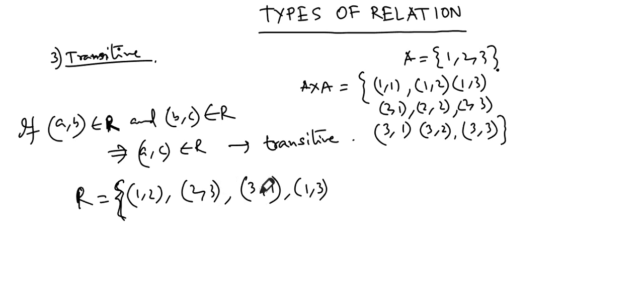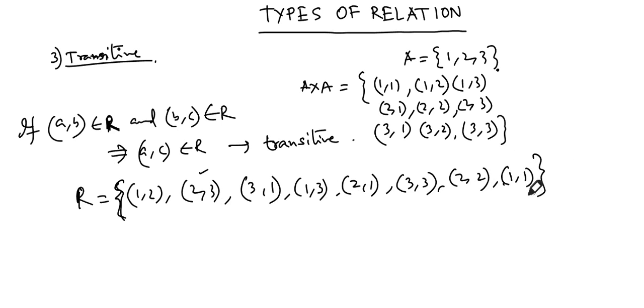Again (2,3) is here and (3,1) is also here, so 3 and 3 match, so (2,1) is also here. Again (3,1) is here and (1,3) is also here, so 1 and 1 match, so (3,3) should be there. Again (2,1) is here and (1,3) is here, so 1 and 1 match, so (2,3) should be there. Here is (2,3). Again (2,1) is here and (1,2) is here, so 1 and 1 match, so (2,2) should be there. Again (1,2) and (2,1) match, so (1,1) should be there.